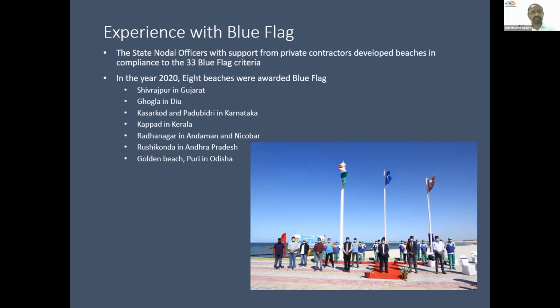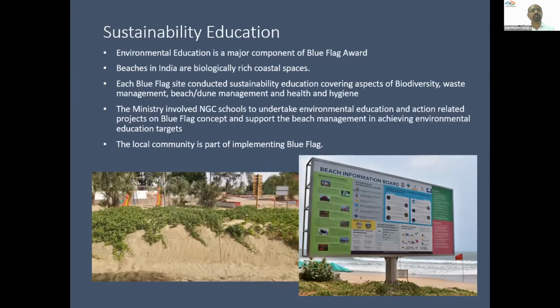But what we did over a period of 1 or 2 years, when we got this Blue Flag award, is that we are also trying to diversify tourist experiences, because it is not just beaches, India also has different types of both built and natural heritage sites. For example, we have forts, we have temples, we have so many different systems.